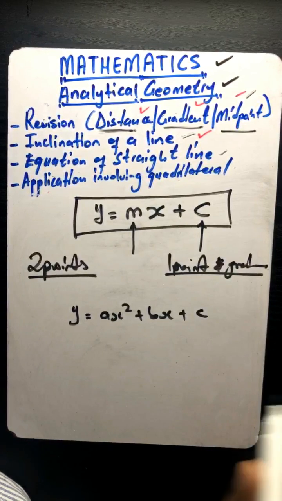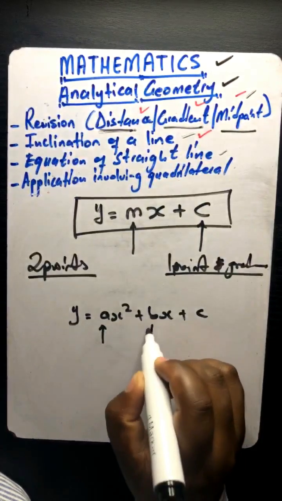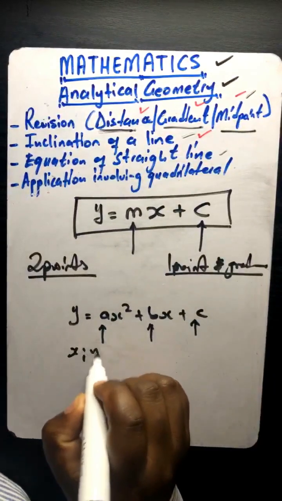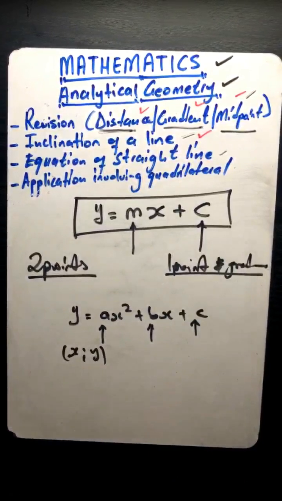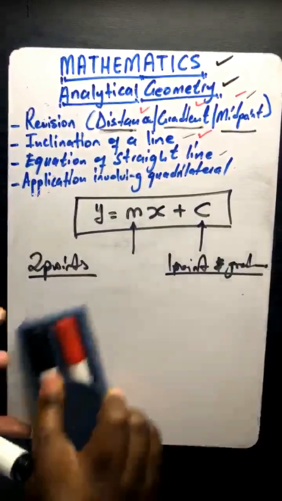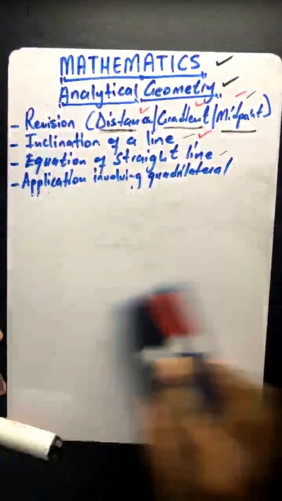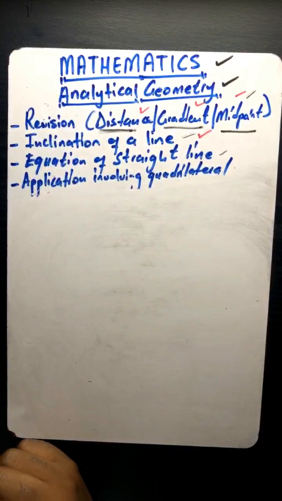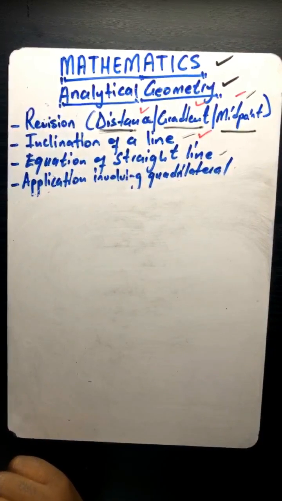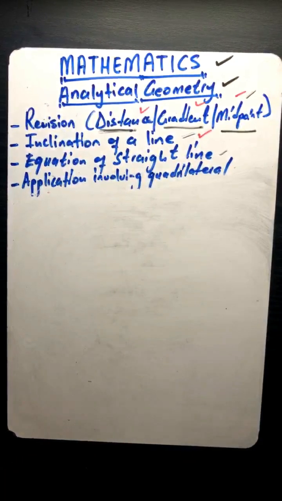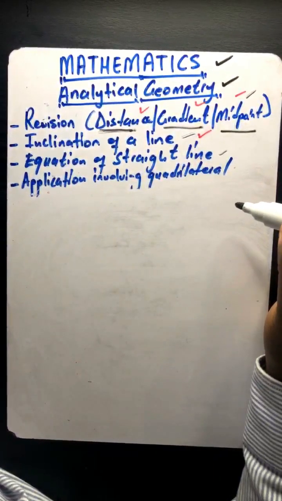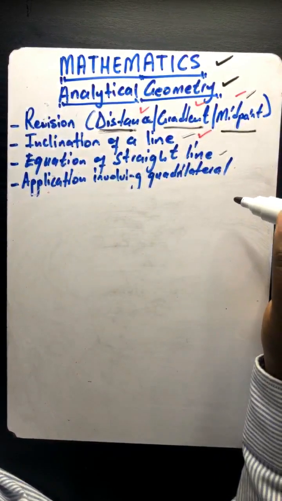In other words, they are saying find the A value, B value, and C value and rewrite everything in terms of X and Y. That's what is meant by determining an equation of a straight line, of which I'm pretty much sure you are not hearing for the very first time. Okay, so let's quickly see. This is the last point that I want to make, and then from there, we will start looking at the application involving quadrilaterals. Okay, this is what you need to remember.